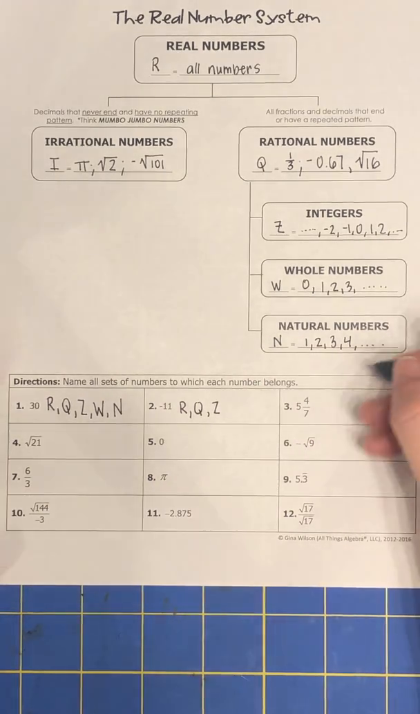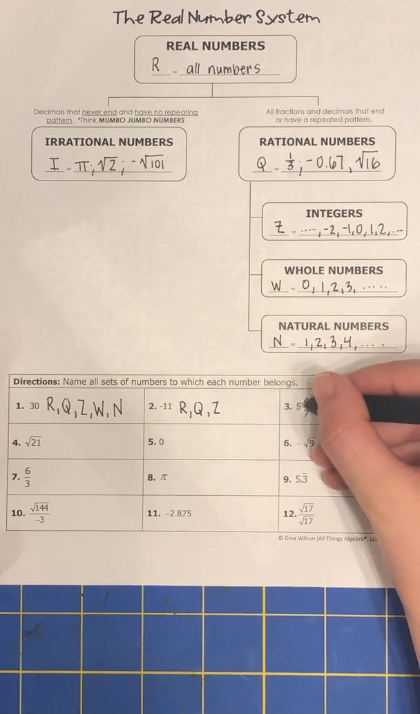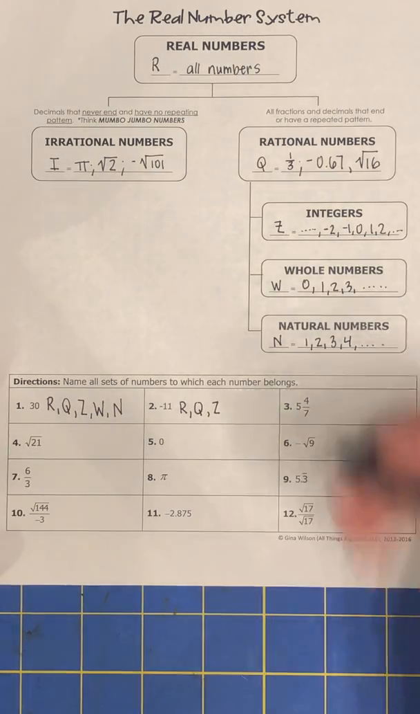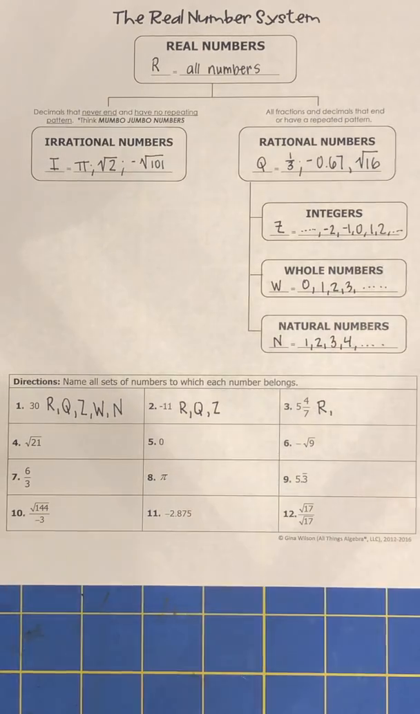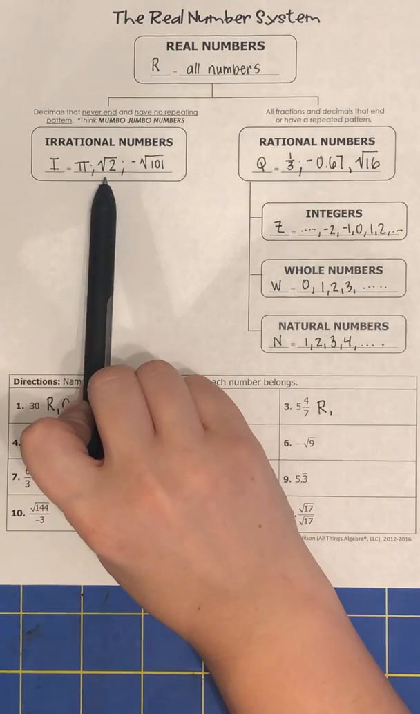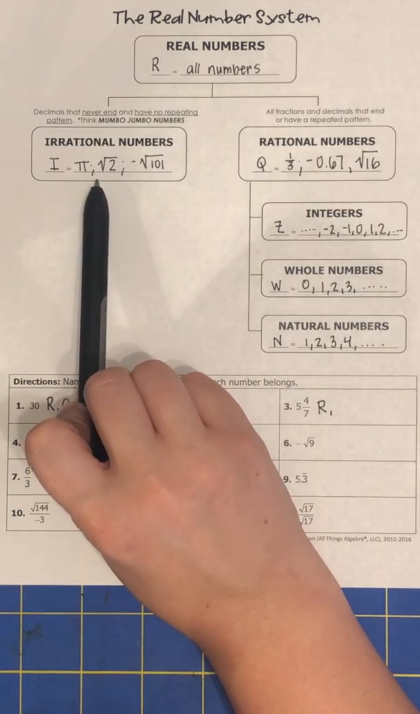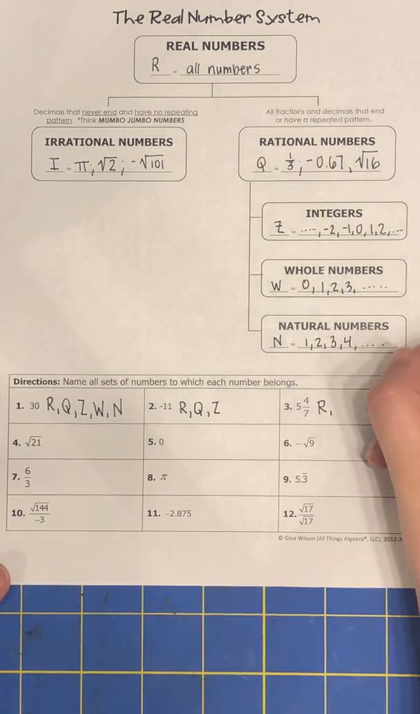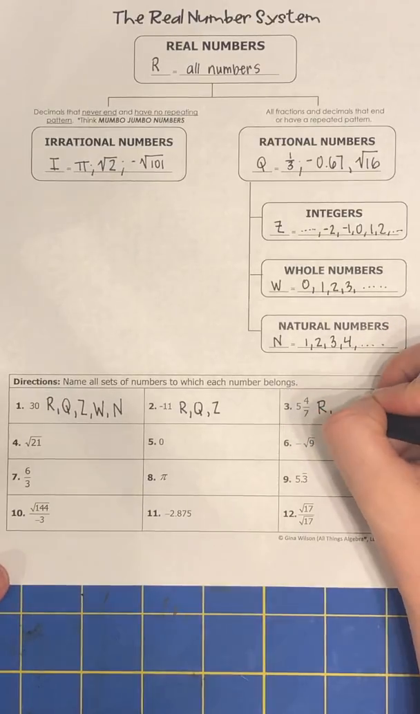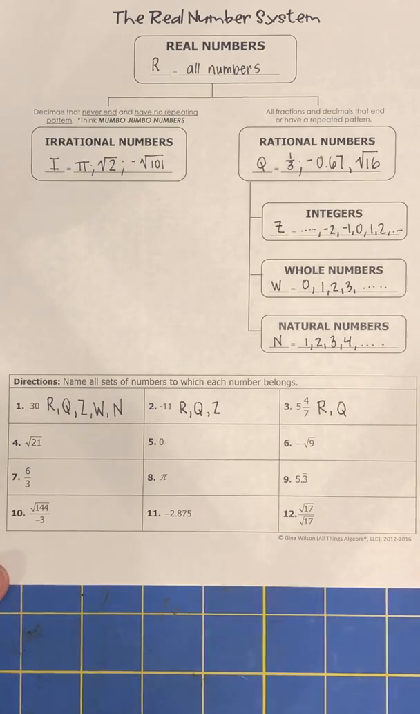All right, number 3, we have 5 and 4/7. This is a mixed number here. So I know that it is a real number. And then looking, it's not never ending. It's not no repeating pattern. When I look at this, I have a decimal. So if I were to divide 4 into 7, I would get a repeating or a terminating decimal. So that would make it a rational number.